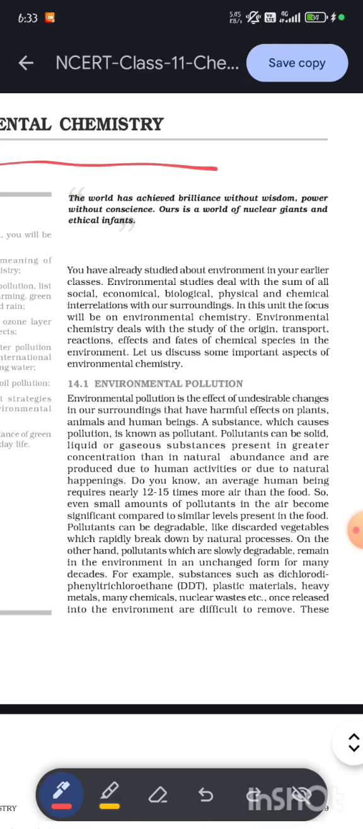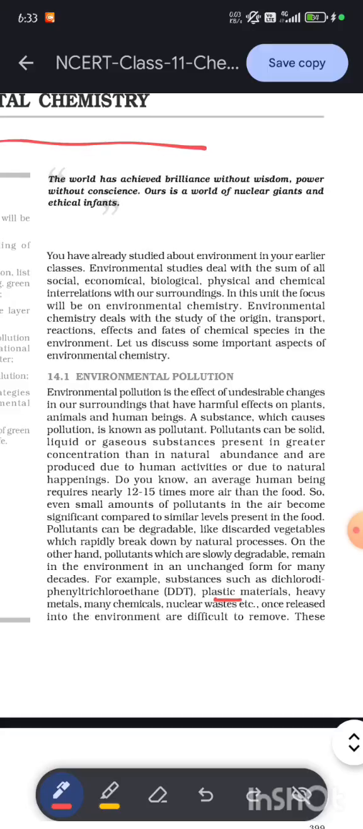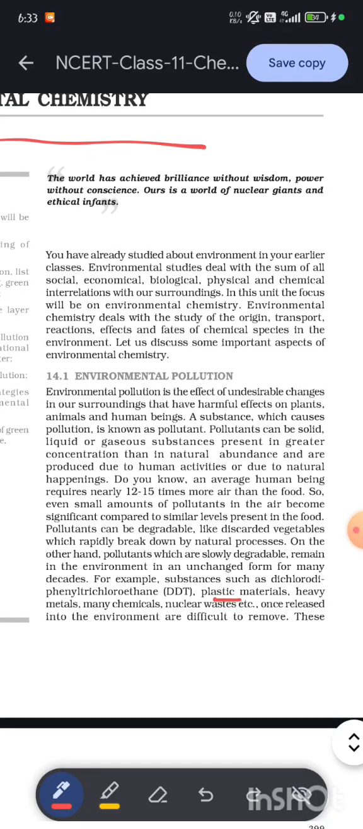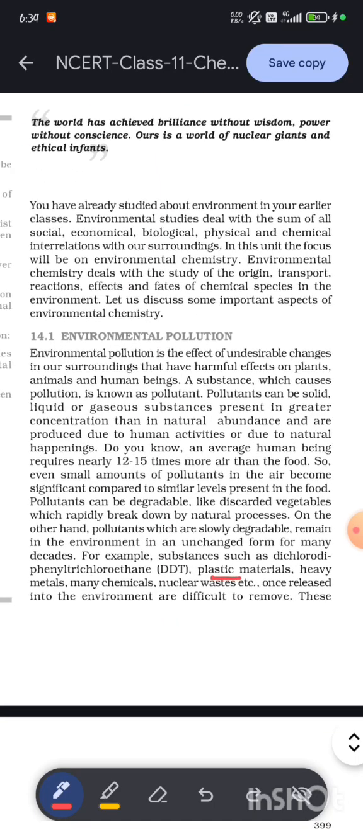You have already studied about environment in your earlier classes. Environmental studies deals with the sum of all social, economical, biological, physical and chemical interrelations with your surroundings. In this unit, the focus will be on environmental chemistry. Environmental chemistry deals with the study of the origin, transport, reactions, effects and fates of chemical species in the environment. Let us discuss some important aspects of environmental chemistry.